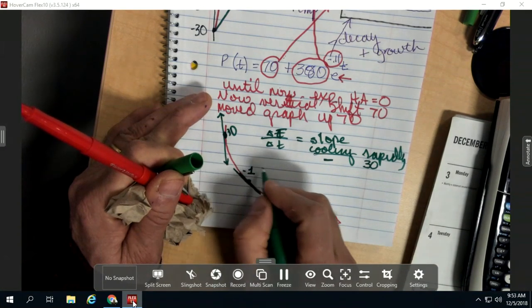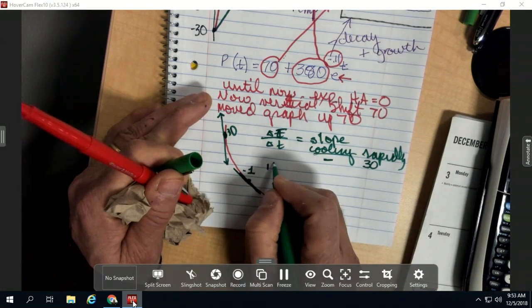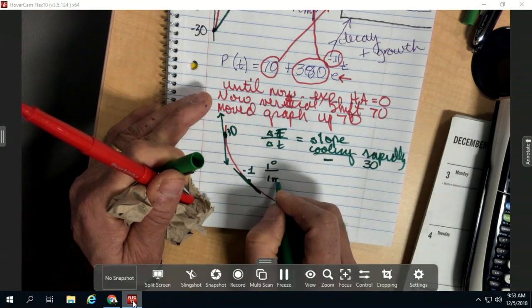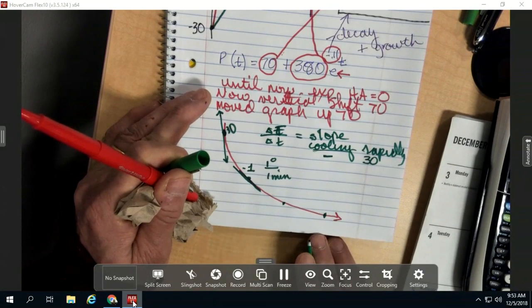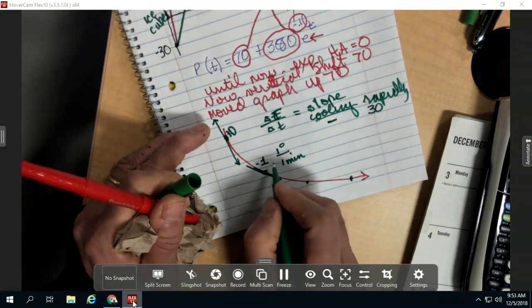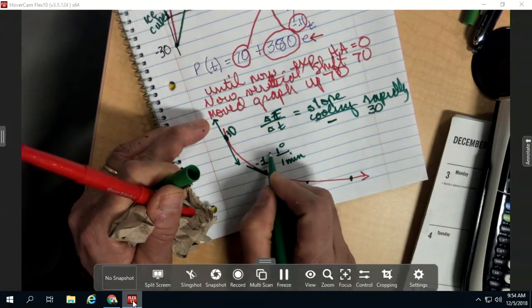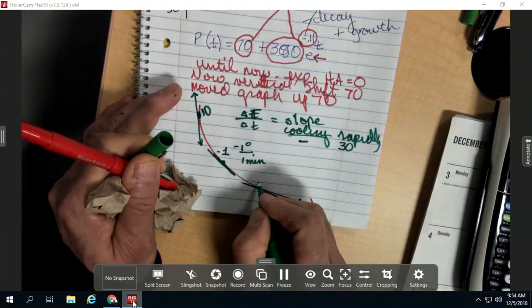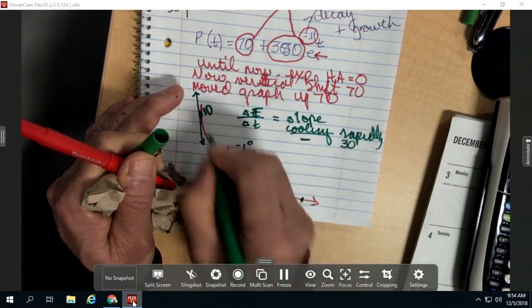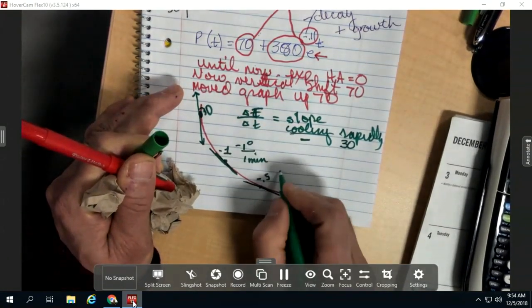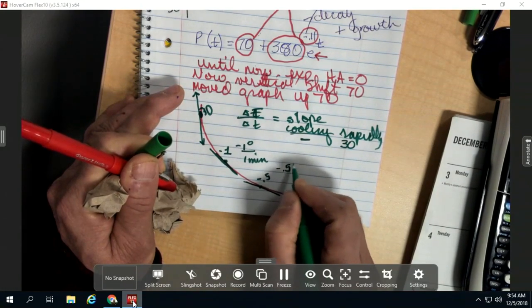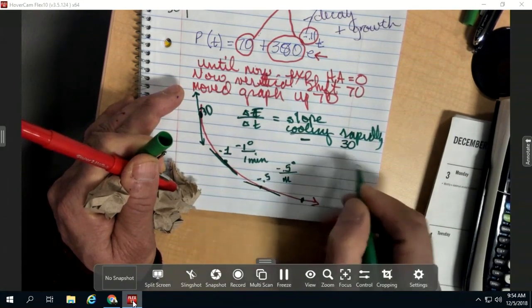Each minute, it's cooling 1 degree per 1 minute, right? Over here, what's the slope? It's like about a half, negative 0.5. Oh, I didn't put in the negative sign there. So what does that mean? It's cooling at negative 0.5 degrees per minute.